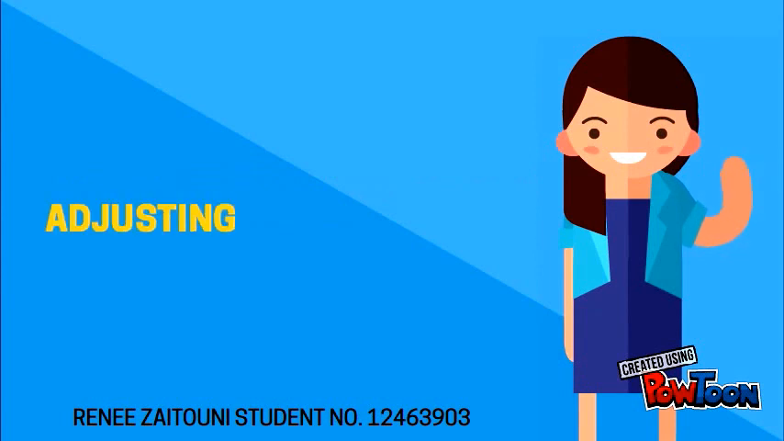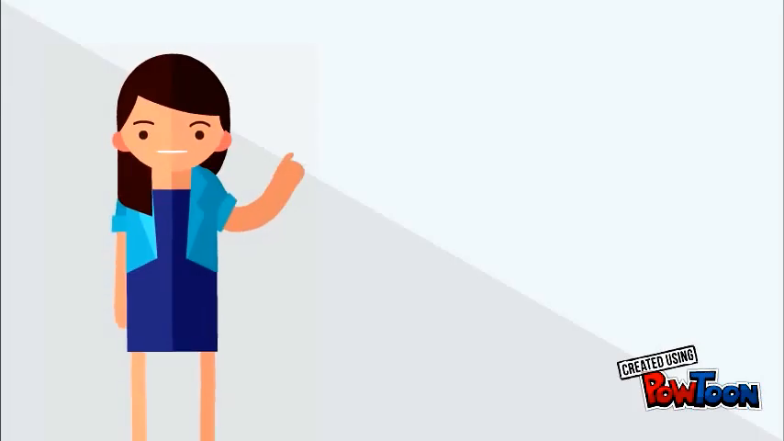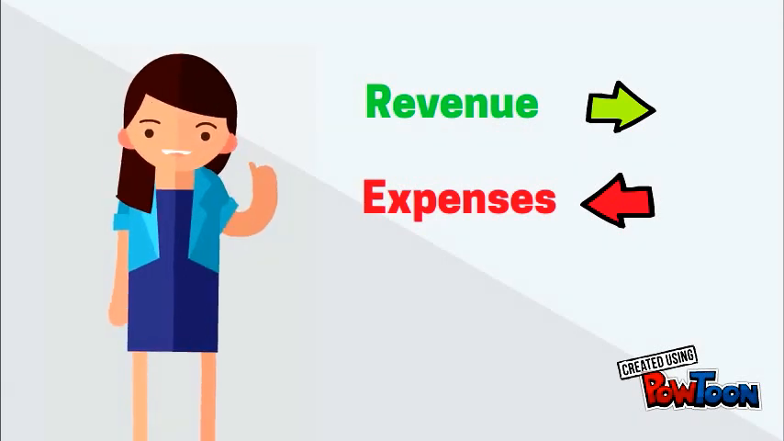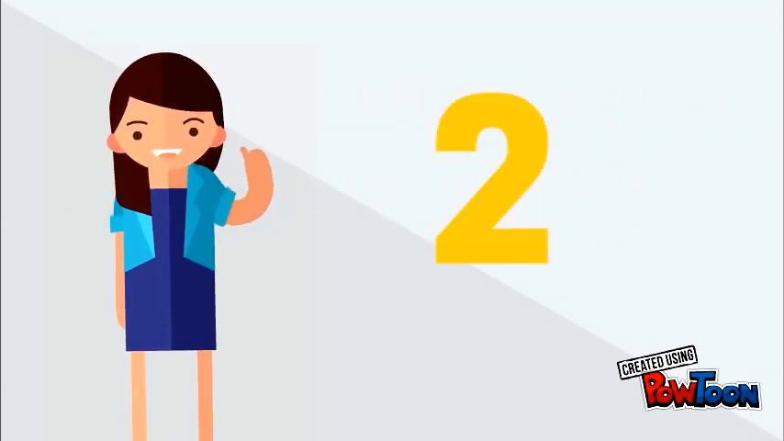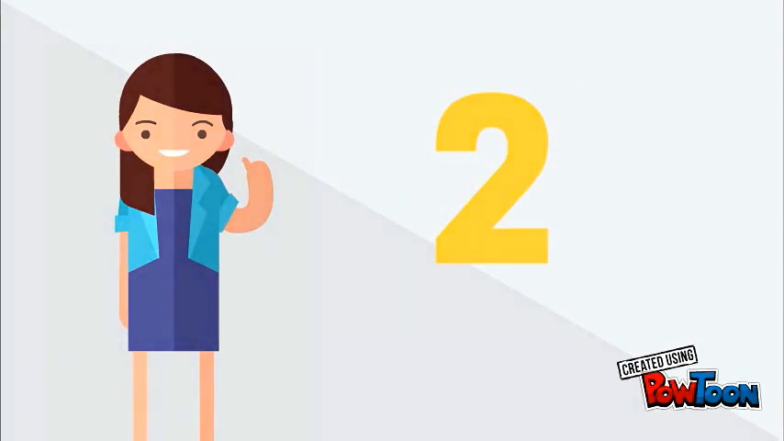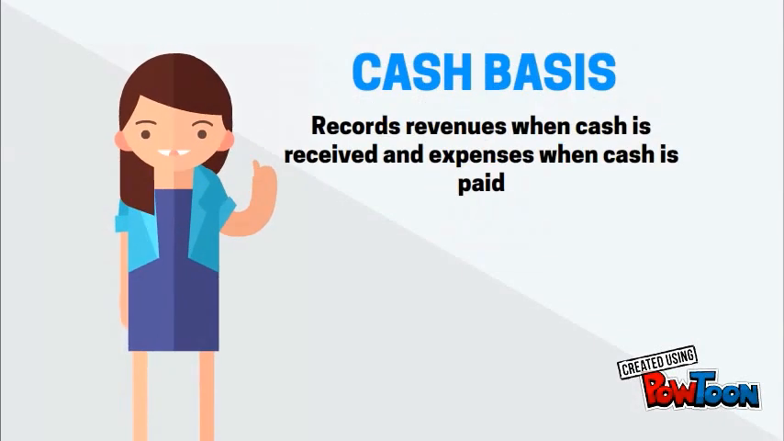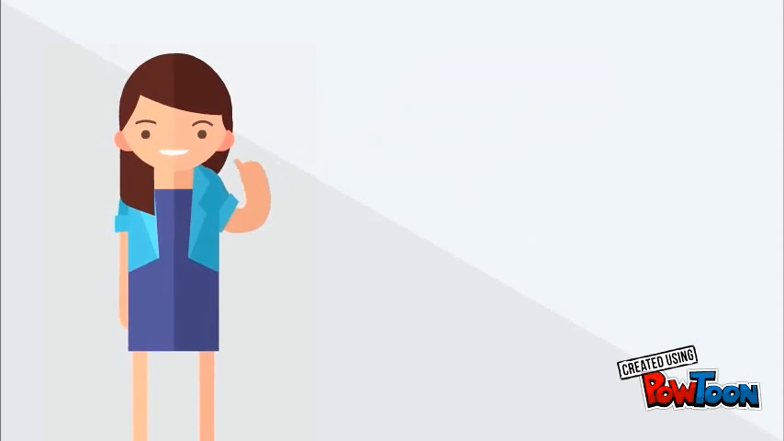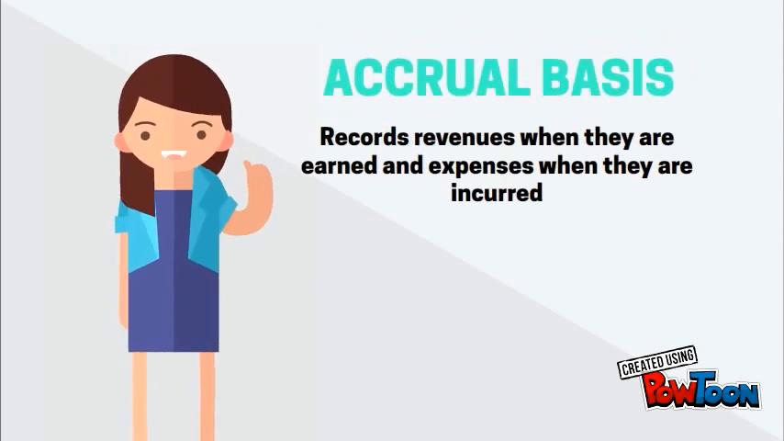Today, we are going to discuss adjusting journal entries. Recording the revenues and expenses that a business produces is the primary purpose of the accounting information system. In accounting, there are two bases for recording revenues and expenses. These are the cash basis, which records revenue when cash is received and expenses when cash is paid, and the accrual basis, which records revenues when they are earned and expenses when they are incurred.